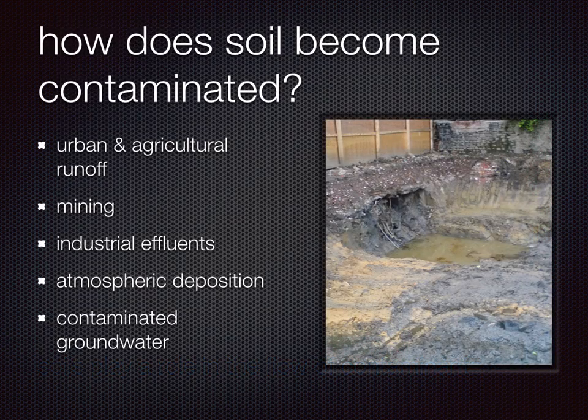How does the soil become contaminated? Well, this is pretty easy. It's coming from urban and agricultural runoff, from mining, from industrial effluents, from atmospheric deposition, and from contaminated water. Basically, everything that we do carelessly in the environment can lead to the contamination and the pollution of our soils.